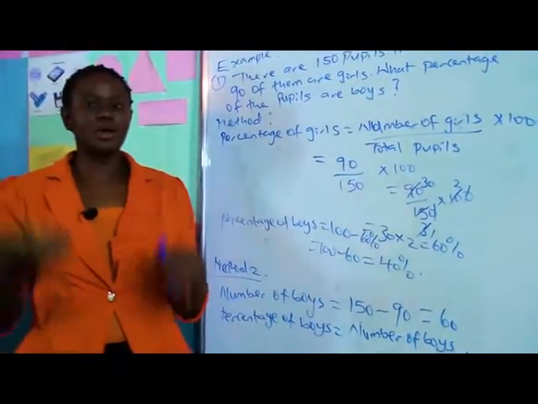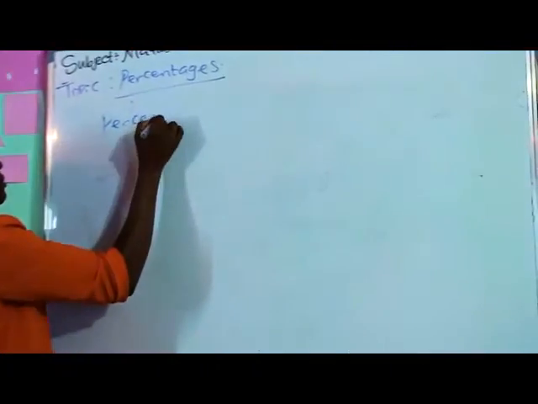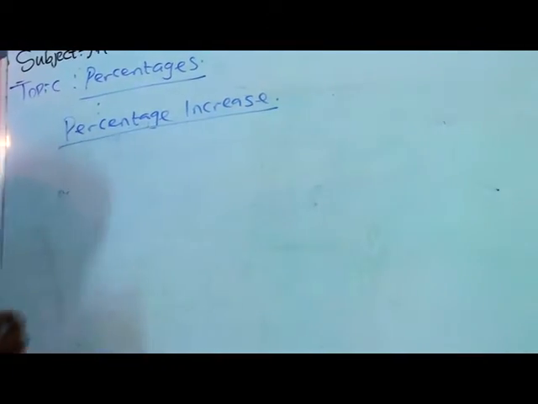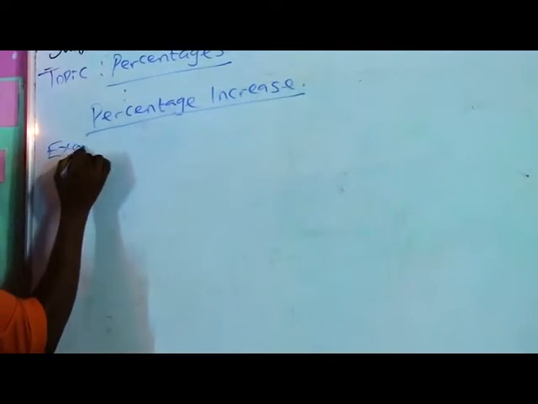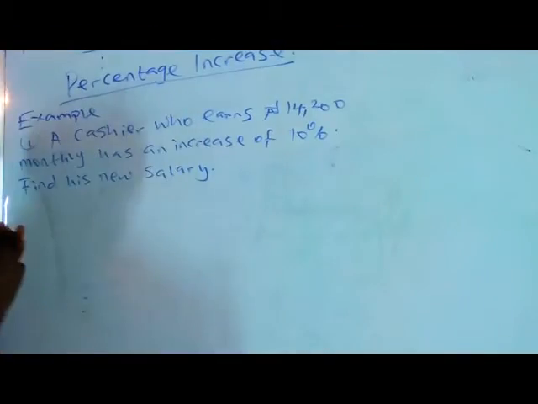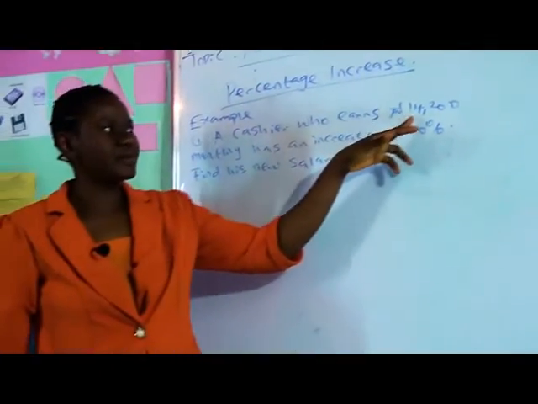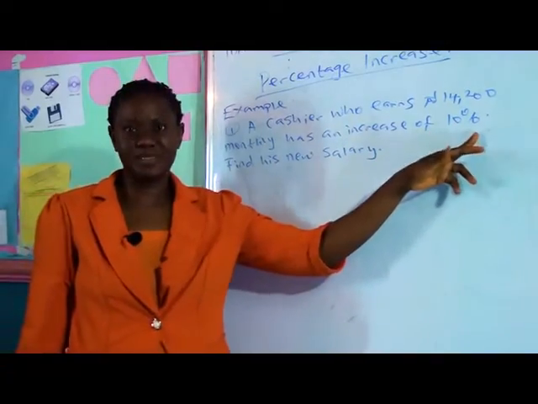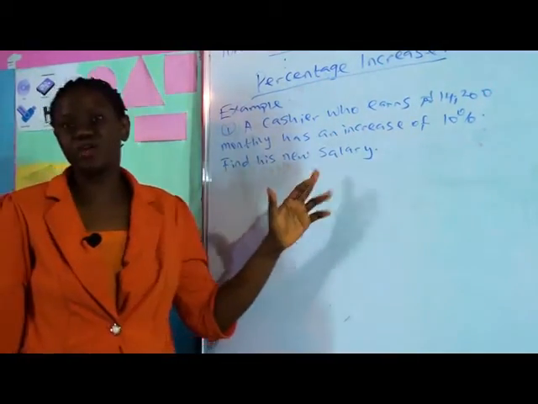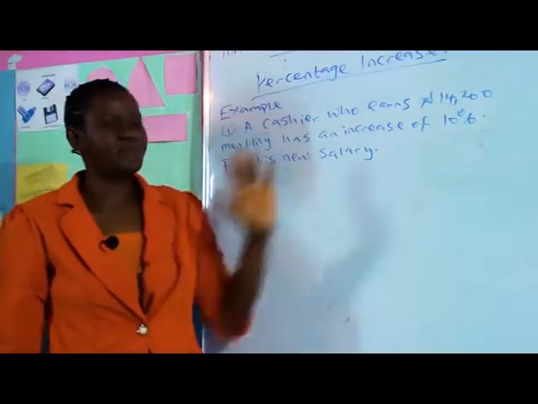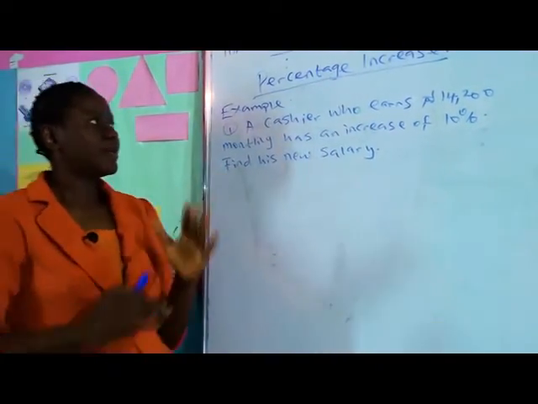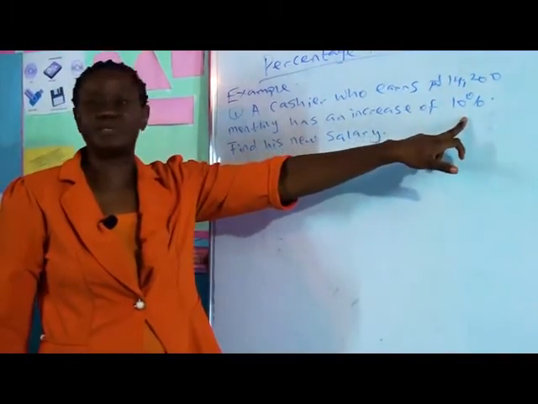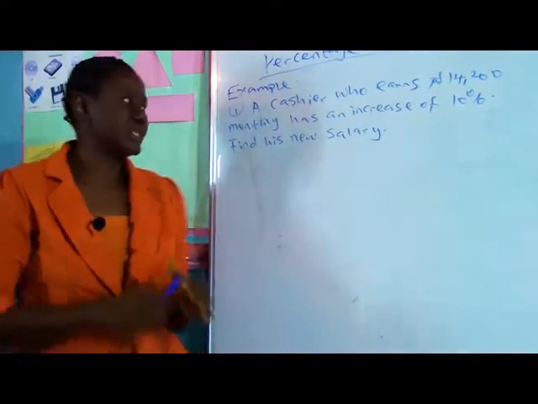Next, we'll go talk on percentage increase. We want to increase a number by a given percentage. A cashier who earns 14,200 naira monthly has an increase of 10%. Find his new salary. He has an increase of 10%. So what do we do? There's an increase in a salary. So we have to first of all find the value of 10% of 14,200 naira.